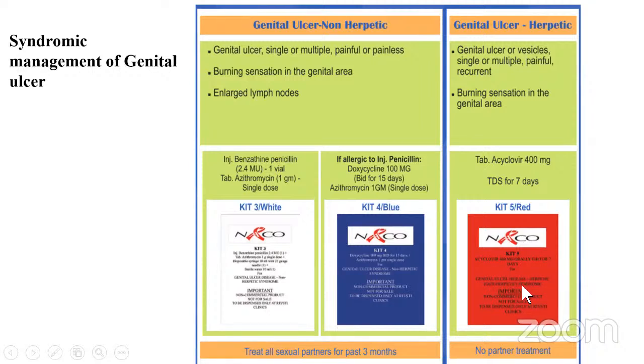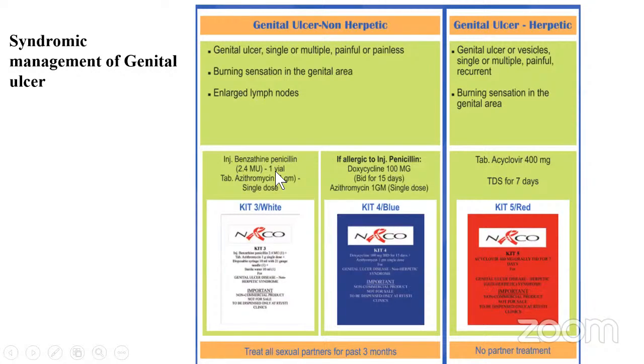Okay, whereas if the patient has a genital ulcer which is found to be non-herpetic, what are the ulcers which are non-herpetic? It could be because of syphilis, or chancroid, or donovanosis, or lymphogranuloma venereum. But based on epidemiology, donovanosis and lymphogranuloma venereum are not usually seen. And if lymphogranuloma venereum is present, it should present as buboes, okay, which has a separate kit. So in this, patients are usually treated for syphilis and chancroid.